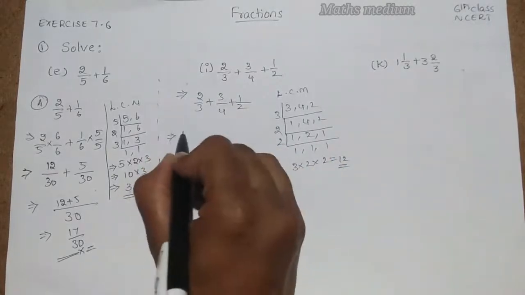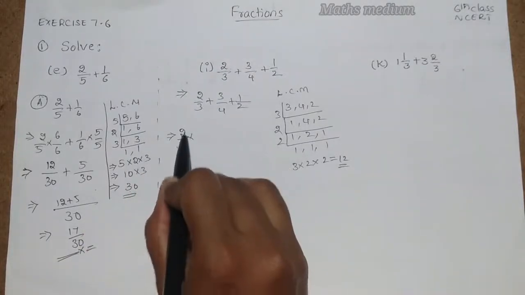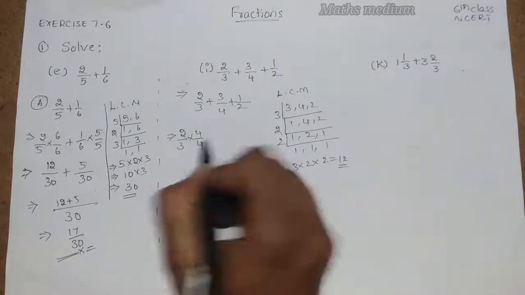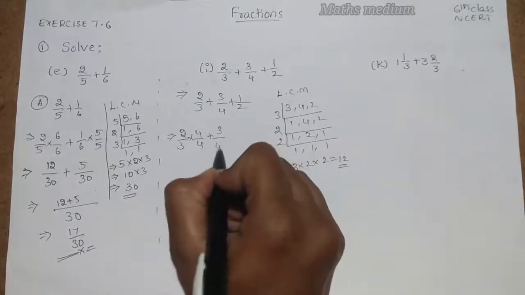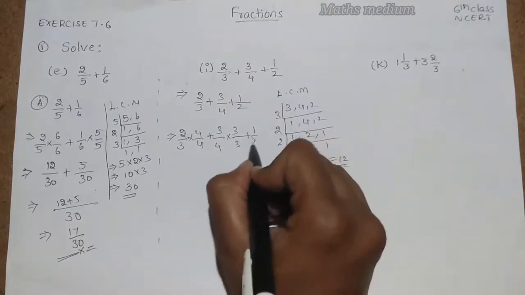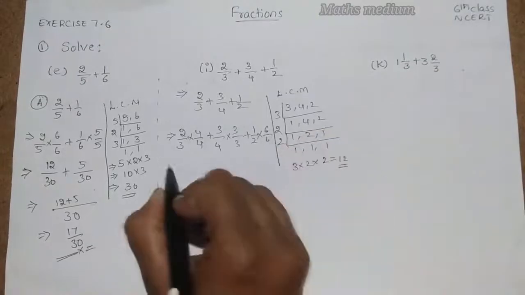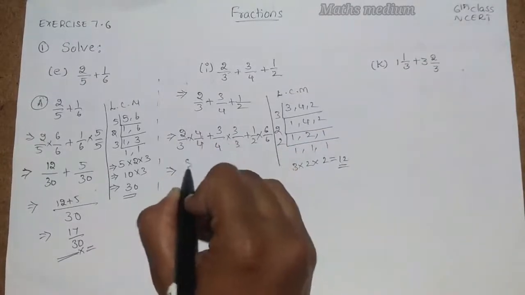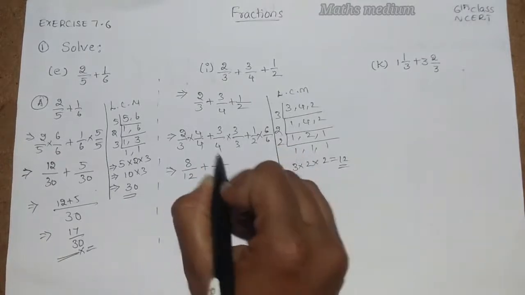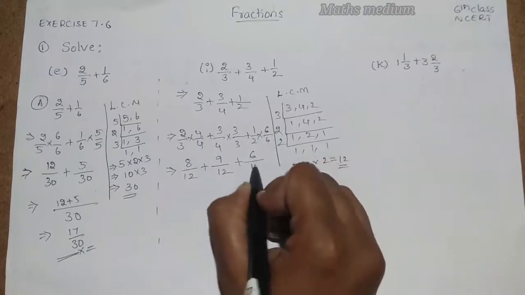So in order to make the denominator 12, we multiply both numerator and denominator by 4. Why? Because 4 threes are 12. Similarly here also, 3 by 4 into 3 by 3, 3 fours are 12. Plus 1 by 2 into 6 by 6. So 2 fours are 8 by 4 threes are 12, plus 3 threes are 9 by 4 threes are 12, plus 6 ones are 6 by 2 sixes are 12.